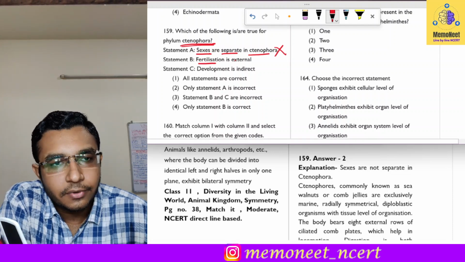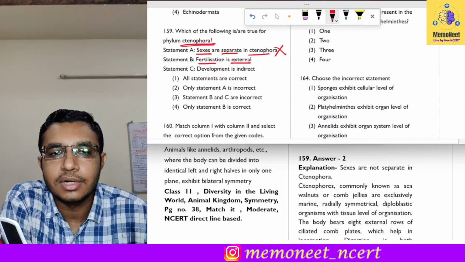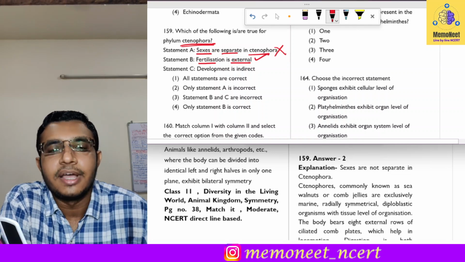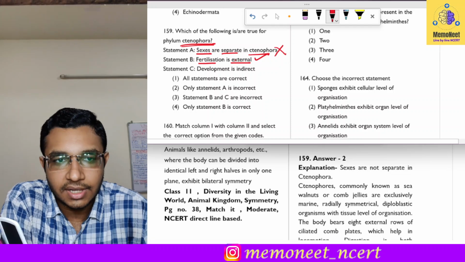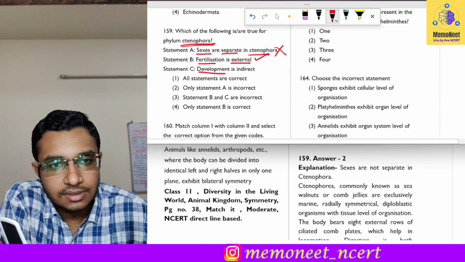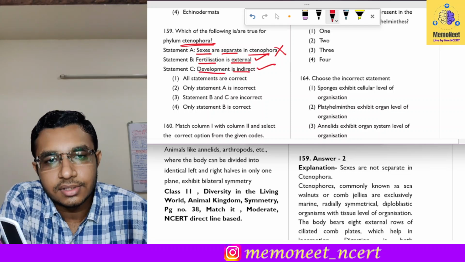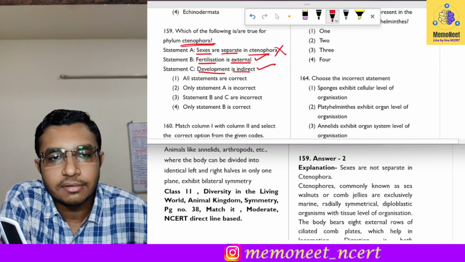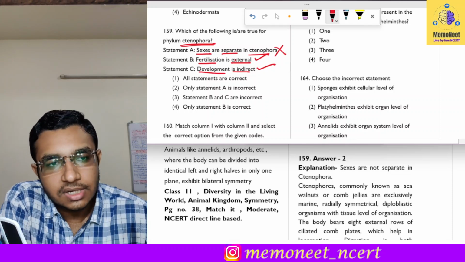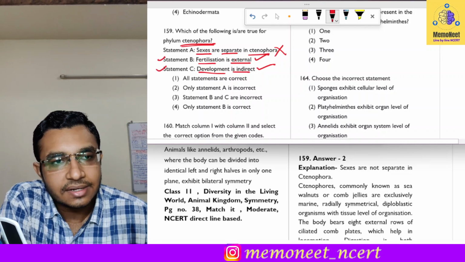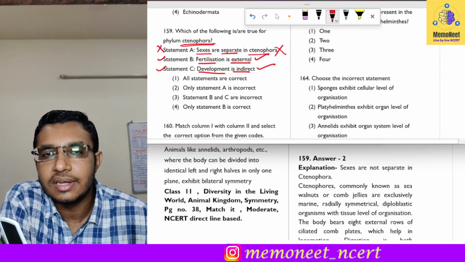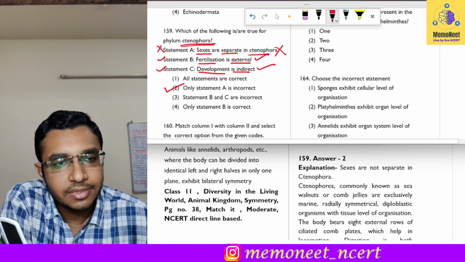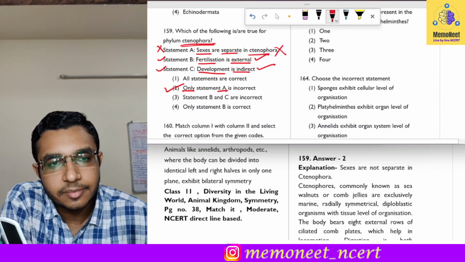Statement B is fertilization is external in Ctenophora. Is this correct? Yes, the phylum Ctenophora shows external fertilization. Statement C is the development is indirect. That is also correct. They show indirect development. So among the following statements, statements B and C are correct, but statement A is the only one incorrect. So here the correct answer will be option 2, that is only statement A is incorrect.